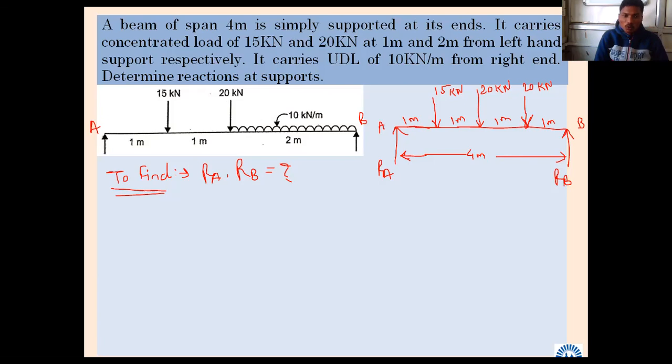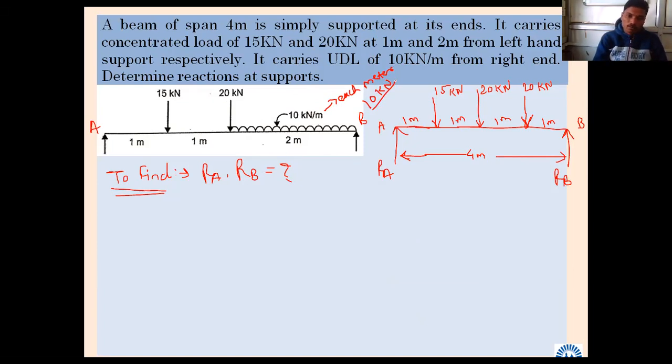What is the intensity of uniform distributed load? Intensity, you might have heard this word, intensity. 10 kilonewton per meter. Yes, 10 kilonewton per meter means for every meter. This you have to remember. For each meter, how much? 10 kilonewton. For each meter, 10 kilonewton load is applied.